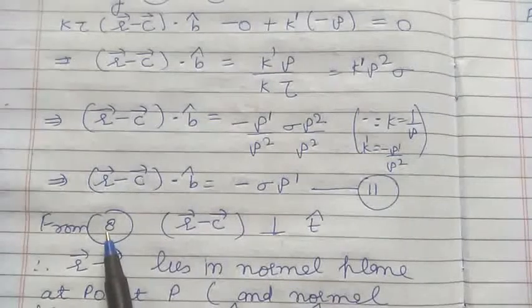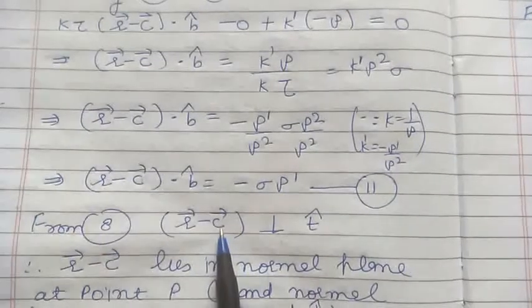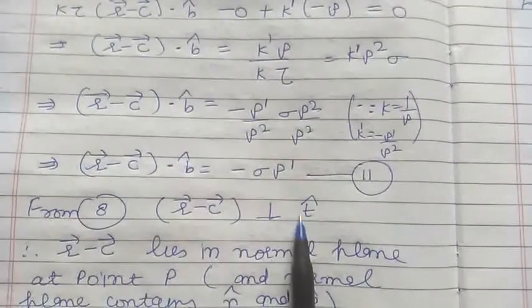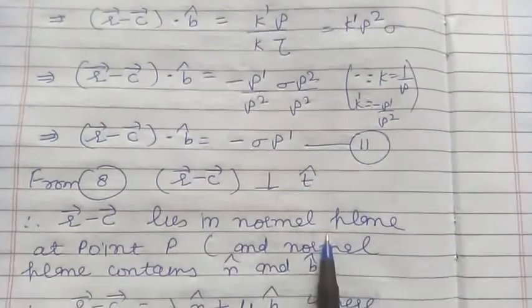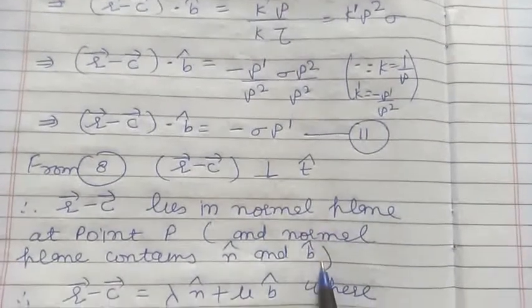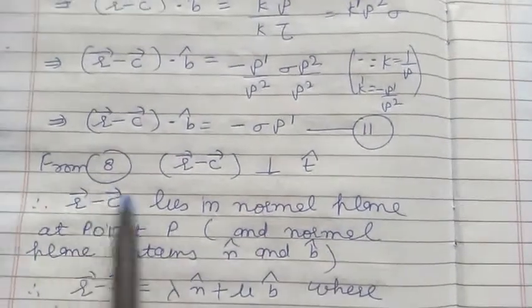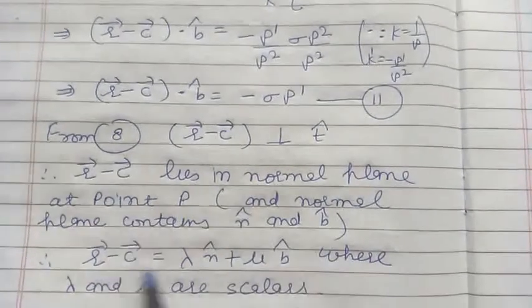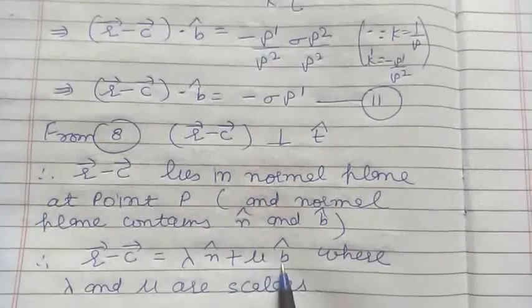Now from equation 8 we can see that r minus c is perpendicular to t cap, because it is perpendicular to the tangent, so it lies in the normal plane. The normal plane also contains vectors n cap and b cap, so we can say that vector r minus c, n cap and b cap are coplanar vectors. So one of them can be written as a linear combination of the other two.